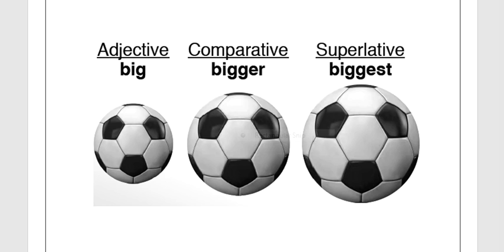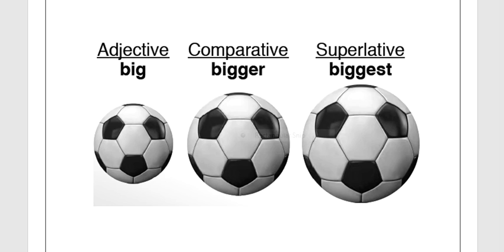If we use the adjective big, we say in the comparative form, bigger than. So we say the middle ball is bigger than the first ball. In the superlative form, we say the biggest. So the last ball is the biggest of them all.